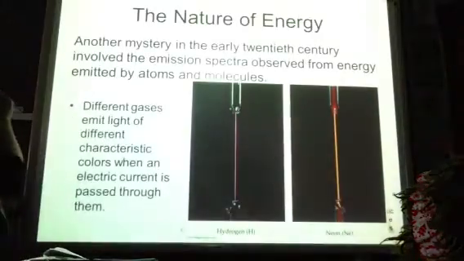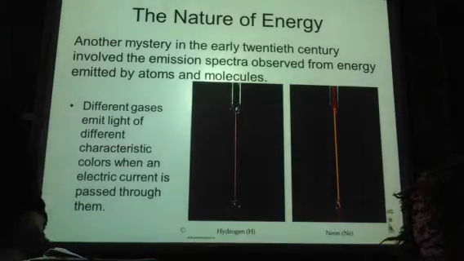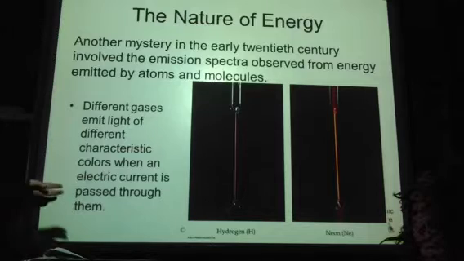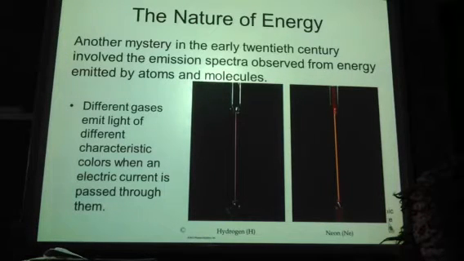Okay, let's get to our third phenomenon. Our last mystery in the early 20th century involved the emission spectra observed from energy emitted by atoms and molecules. We found that different gases will emit different colors of light when they're excited. Different gases emit light of different characteristic colors when a current is passed through them. On Monday I'll show you an iPad app that's pretty cool and can show the emission spectrums of different gases or different elements. So we'll look at that on Monday.